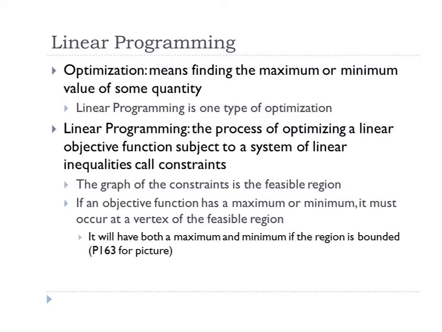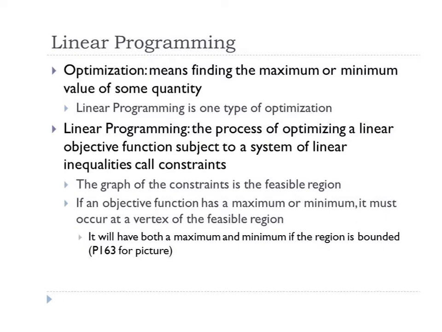Linear programming is the process of optimizing a linear function, a linear objective function, subject to a system of linear inequalities called constraints. So we're going to have some linear inequalities, those are our constraints. We're going to graph our constraints, okay, and that is called the feasible region. And then what we're going to find is our vertices and try them in our objective function. So if the objective function has a maximum or minimum value, it must occur in this feasible region.